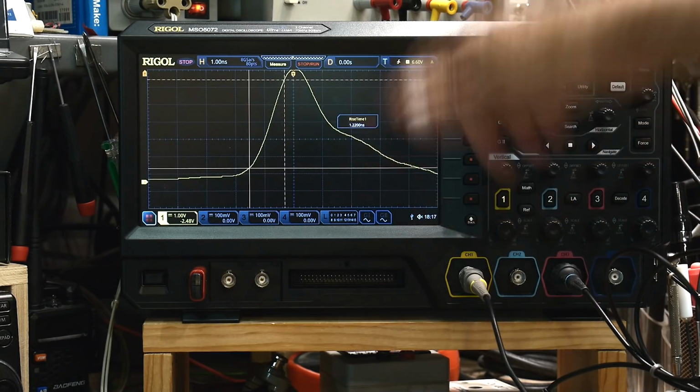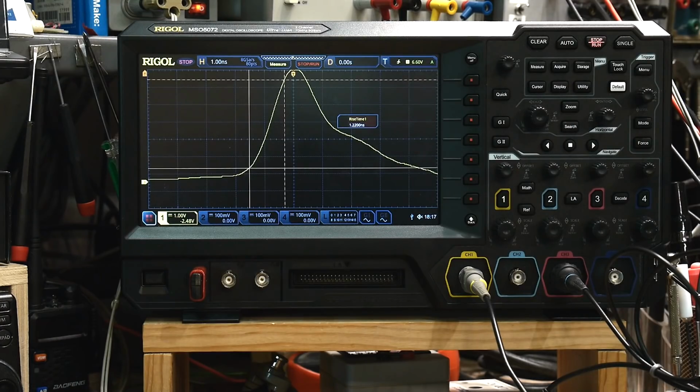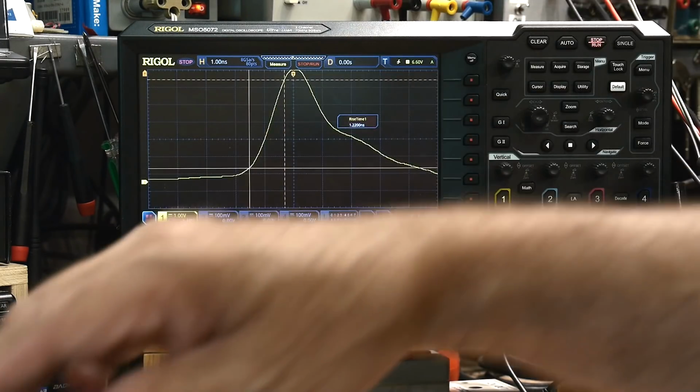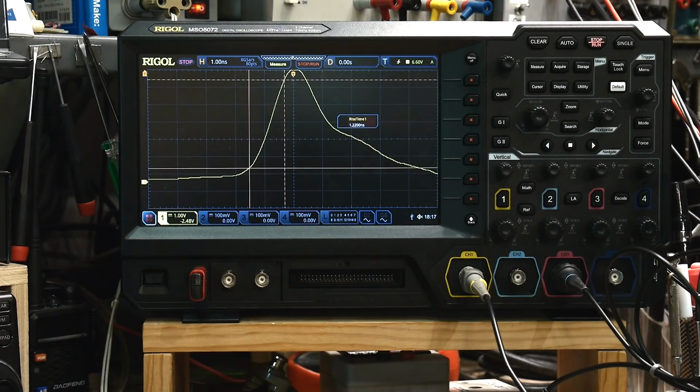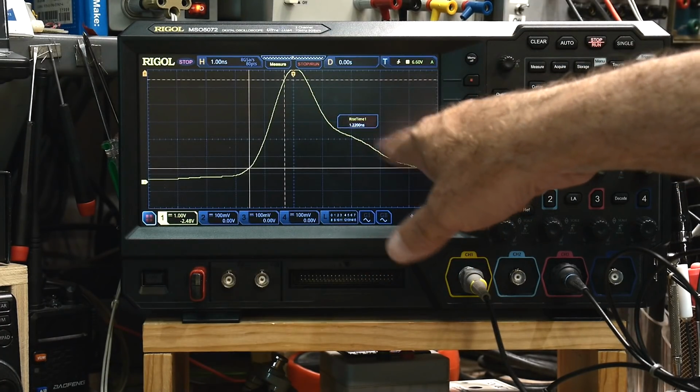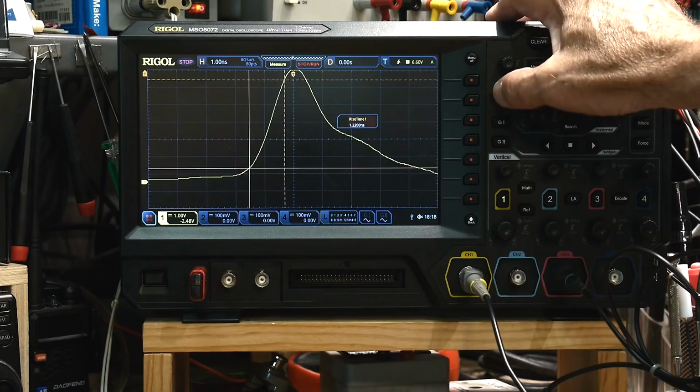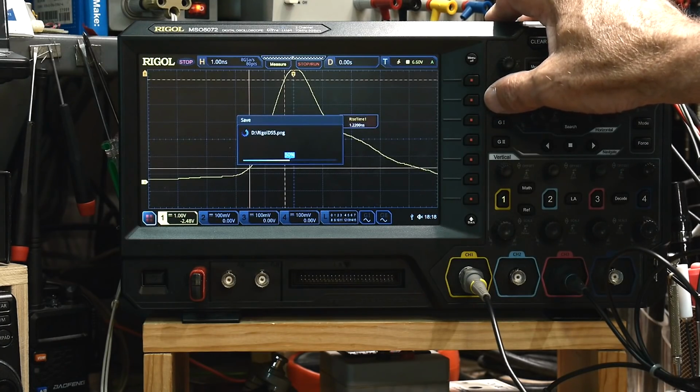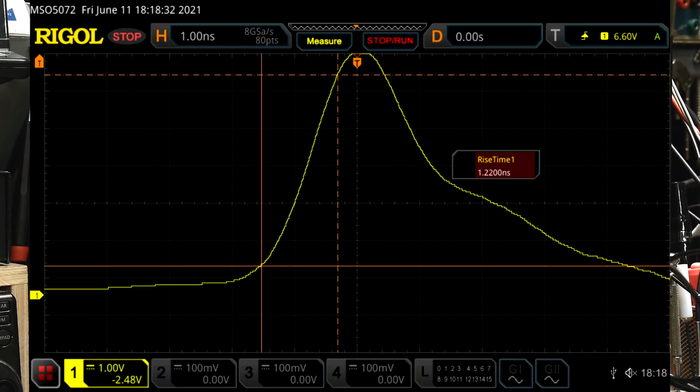Now, it has a funny ring in it, so I don't think this test is going to say everything, but at least in this test, it's got a very fast rise edge. It's got a weird lump down here. I don't know. Let's save this one. This is DS5. All right.